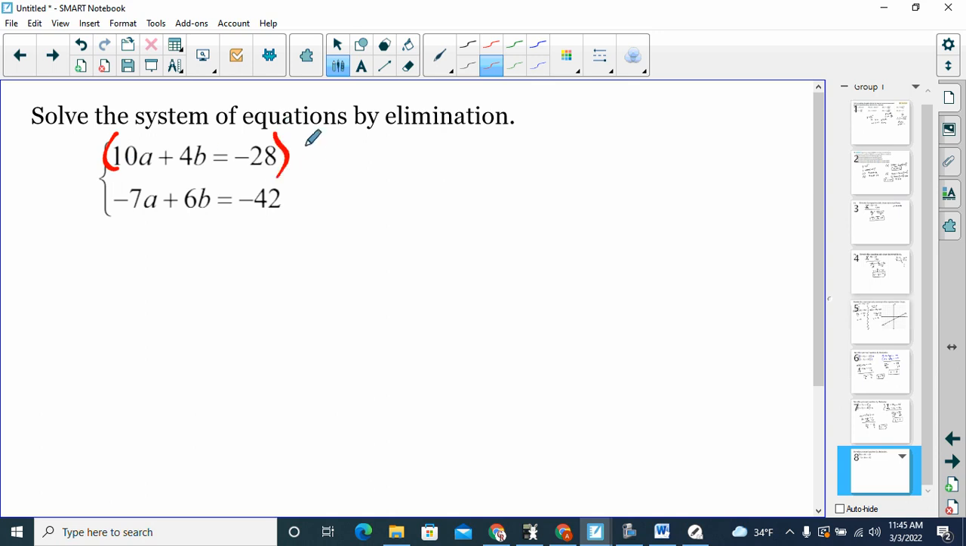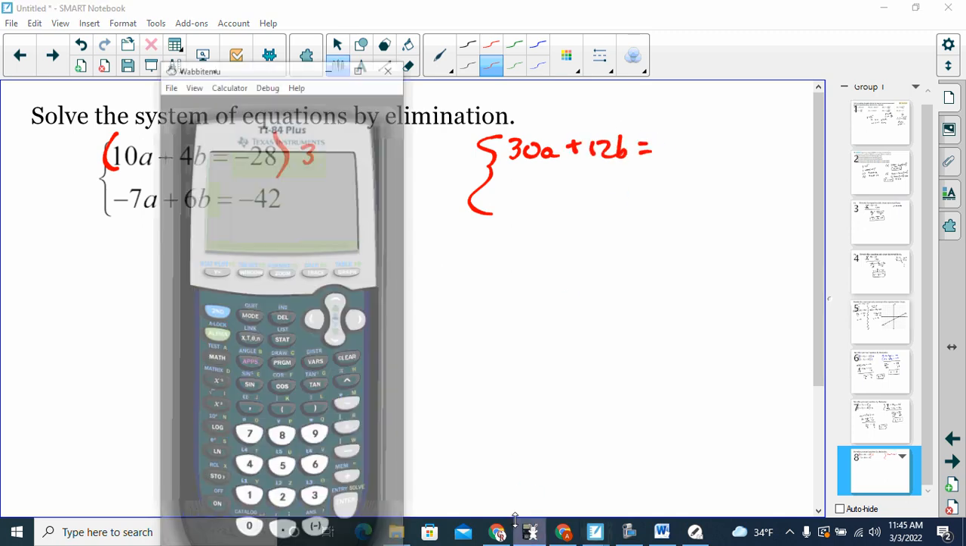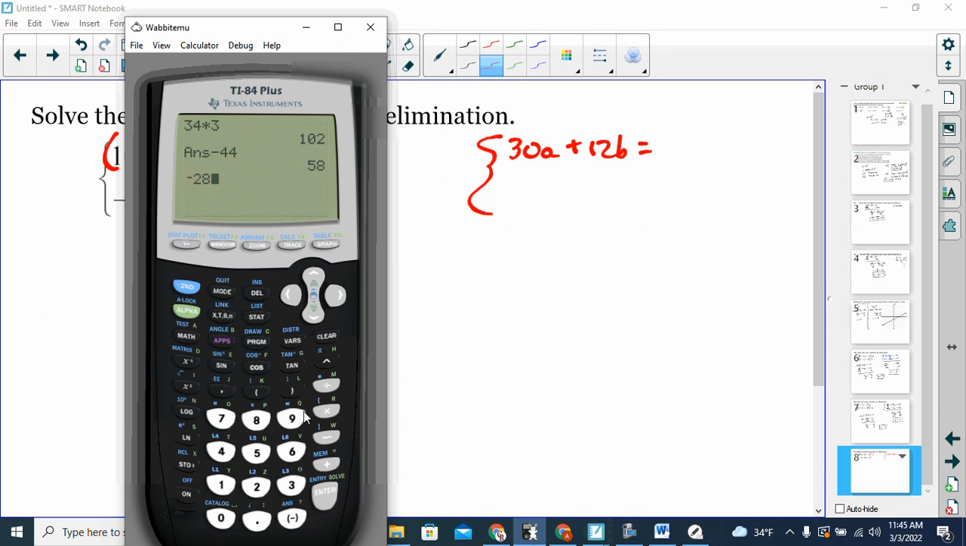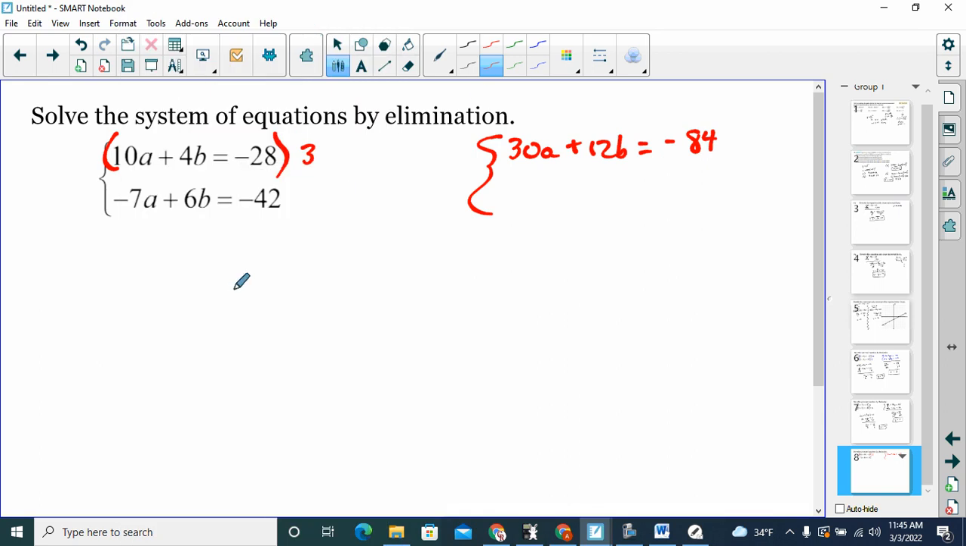So if I'm making it 12, this one needs to be multiplied by 3. 4 times 3 is going to give me that 12 that I want. Multiply everything times 3. Negative 28 times 3 gives me negative 84. The bottom one also needs to be 12, but this one's positive 12, so I want this one to be minus 12b. So we're thinking through 6 times what is going to give me that negative 12 that I want. I need to multiply times negative 2.